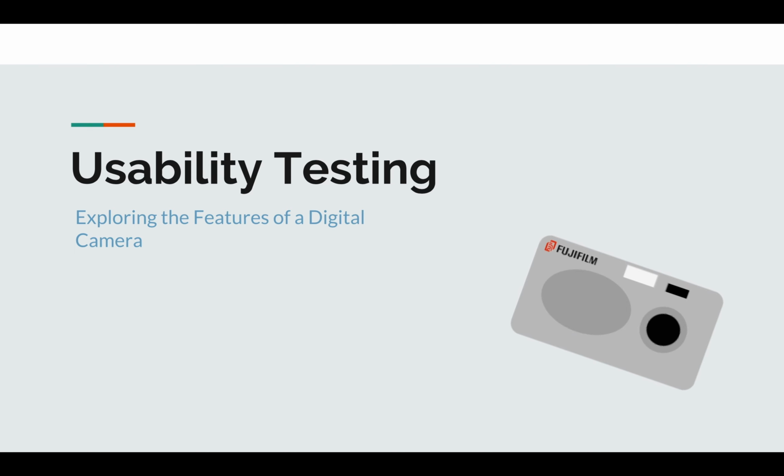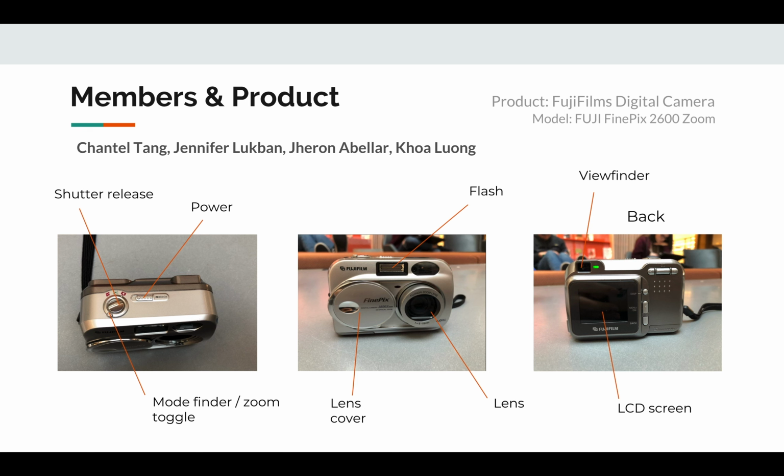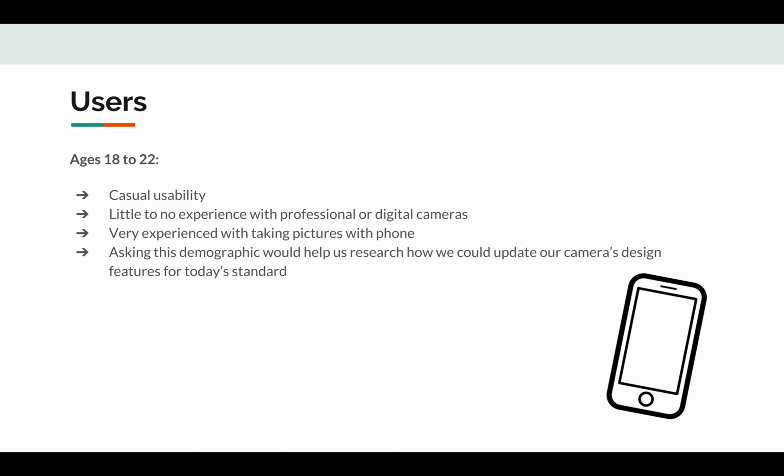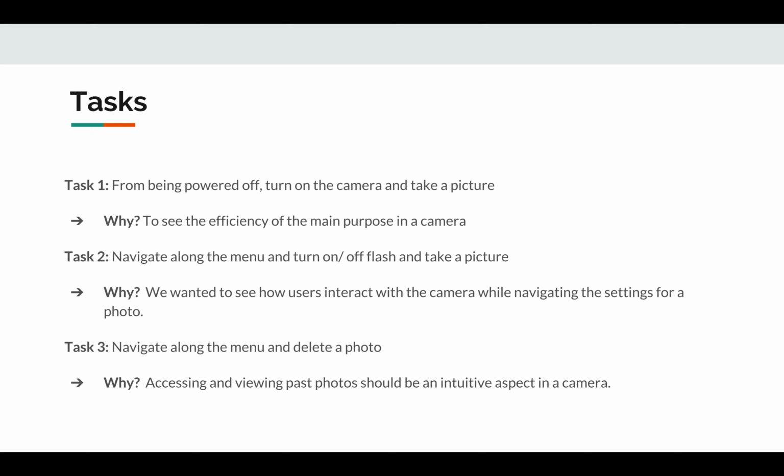We chose to perform a usability test on a digital camera. The model of the camera is a Fuji FinePix 2600 zoom. We set up our test on the quad because it's common for many people to take photos here, usually with their smartphones. We chose 3 college students between the ages of 18 and 22 with little experience in photography as our users. We asked our users to perform 3 tasks with our camera.